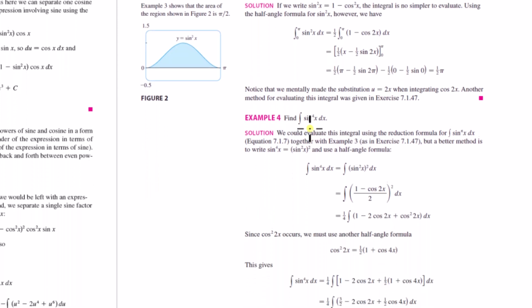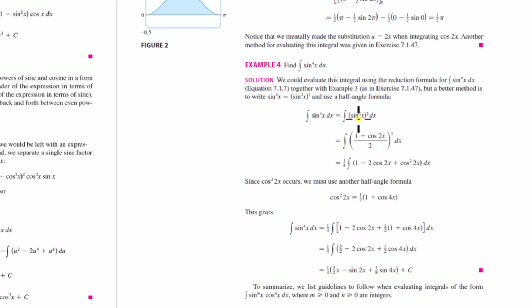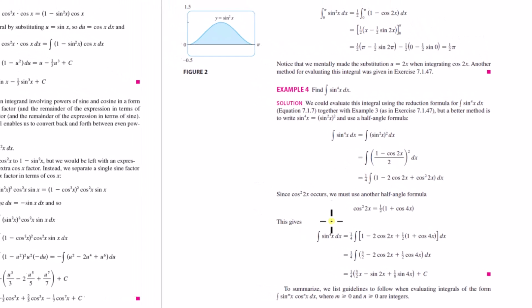Here's sine to the fourth dx, and they just use that same formula, (1 minus cosine 2x over 2) squared. You could separate this into two separate integrals, and it's easy.